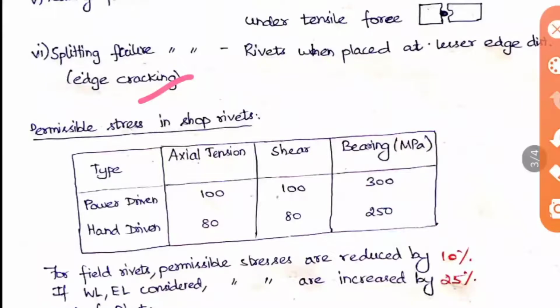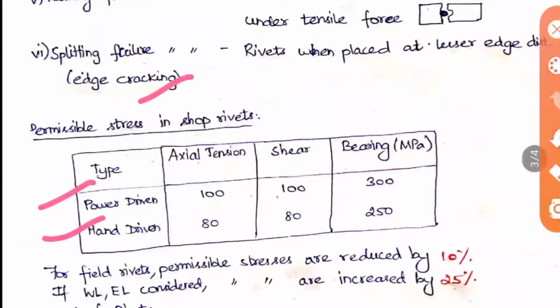And the next is the permissible stresses in the power driven rivets. So this is a special case, no? For that we'll be studying these values. They have asked this in the objective questions. The types, power driven and hand driven, are given, and the strength of axial tension, shear strength and bearing strength are given. For that strength, the permissible stresses to be used are given in this tabular column. So it is 100, 100 and 300, and for hand driven it is 80, 80 and 250.